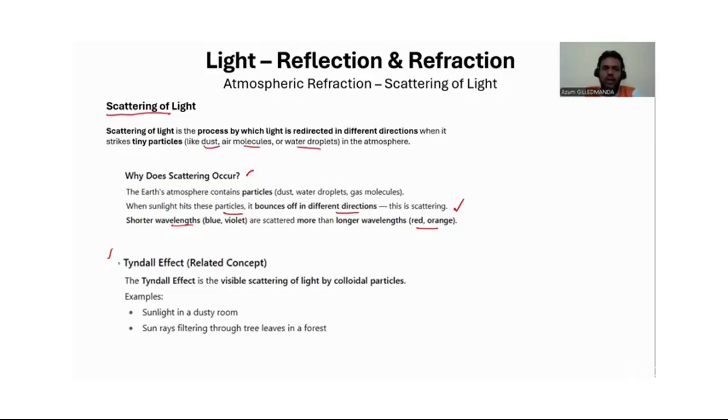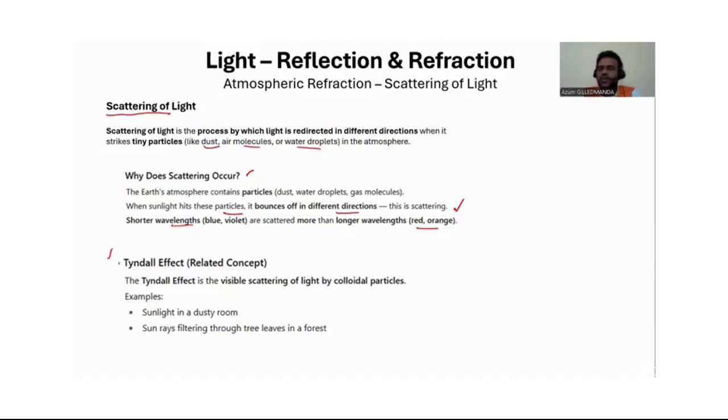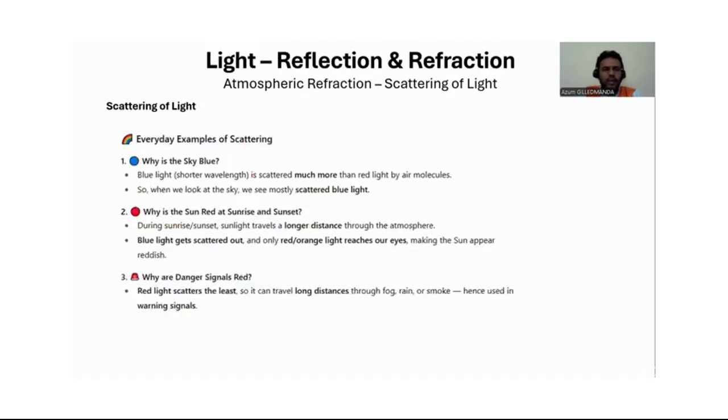That's one example. And also sun rays filtering through tree leaves in a forest. When you are walking in a forest or a dense area where we have trees, the sunlight that you see, you'll see all the dusty particles and every minute detail very clearly. So that is the Tyndall effect. Basically, the Tyndall effect is the visible scattering of light by colloidal particles. Okay. Then what are our day-to-day examples of scattering of light?